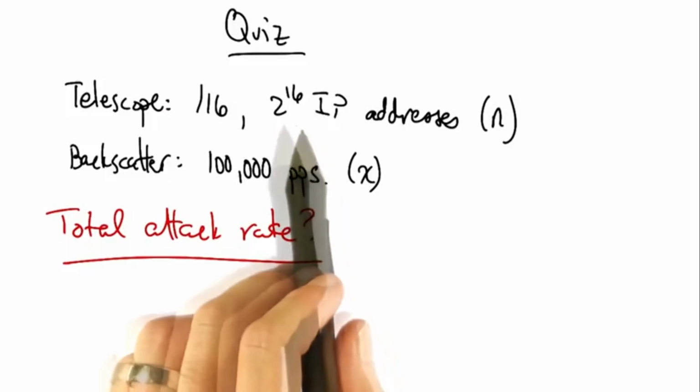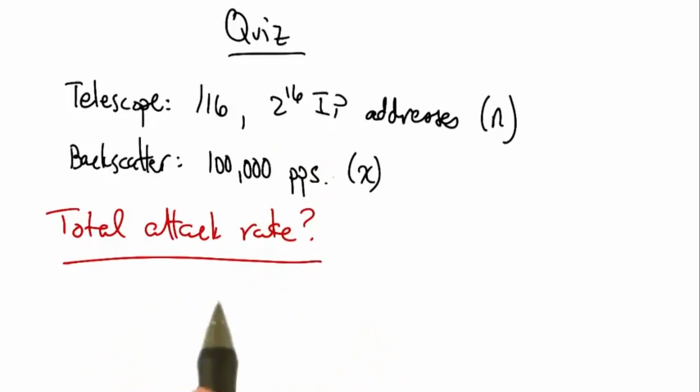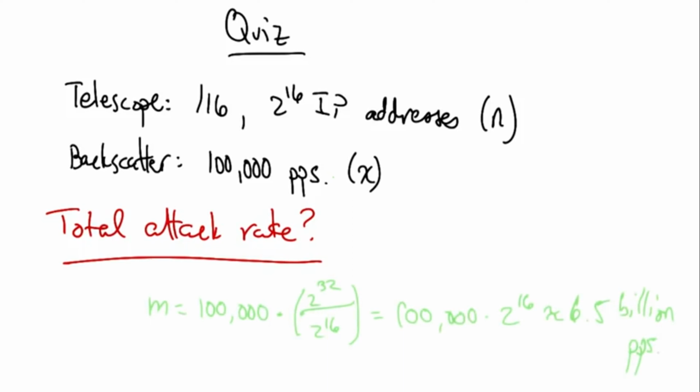Since we're monitoring 2 to the 16th of the entire internet, or 1 over 65,535 of the total internet, we simply need to take the rate that we've observed and invert that. In this case, that rate would be roughly 6.5 billion packets per second.